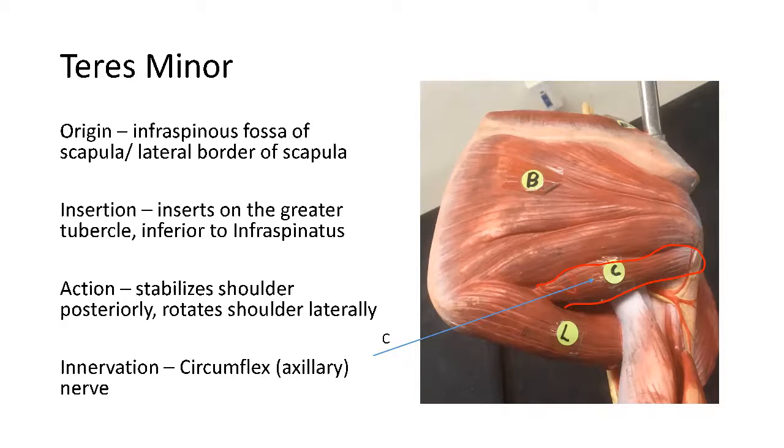However, it gets one thing different. It, like deltoid, gets the circumflex nerve. The circumflex nerve can also be called the axillary nerve, but these two muscles, teres minor and deltoid, share a nerve.